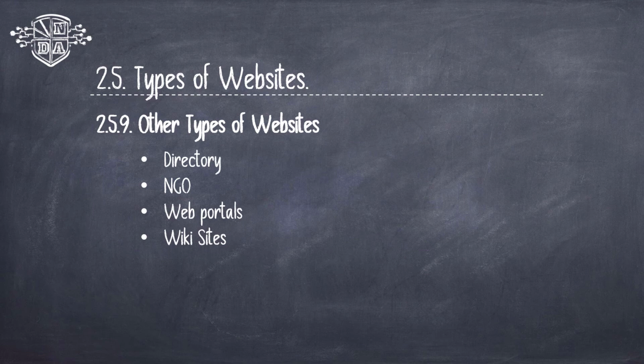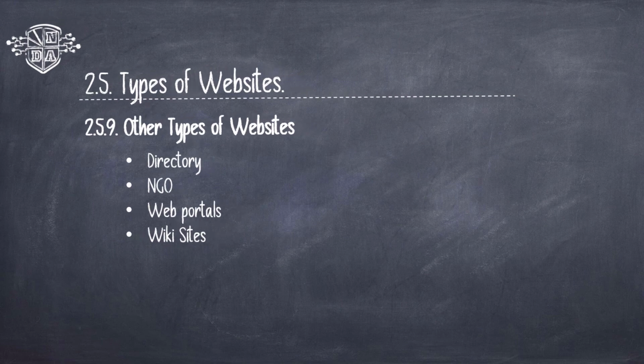And then lastly, we have wiki sites. Wiki sites are just to provide free information. That's why they're called wiki. For instance, Wikipedia is a common wiki site providing information to everyone, and everyone can edit this information. You can learn more about these other types of websites in our resources that are linked at the end of this course.